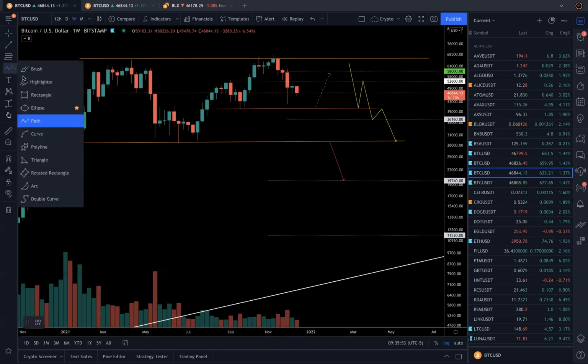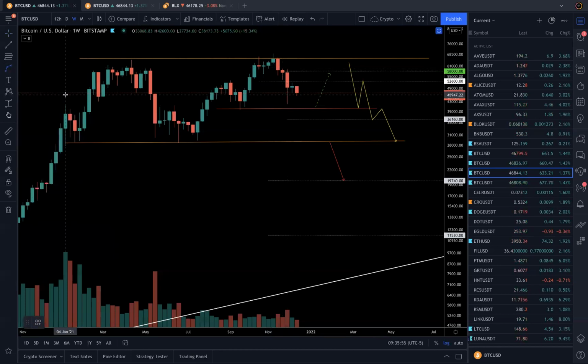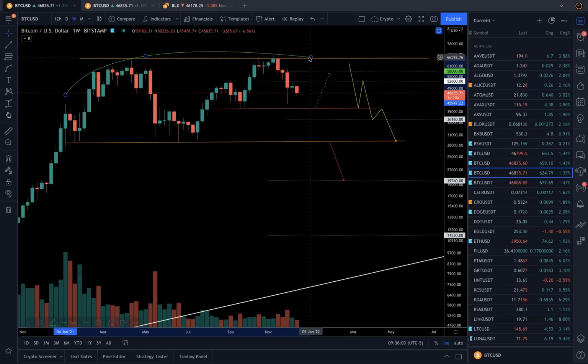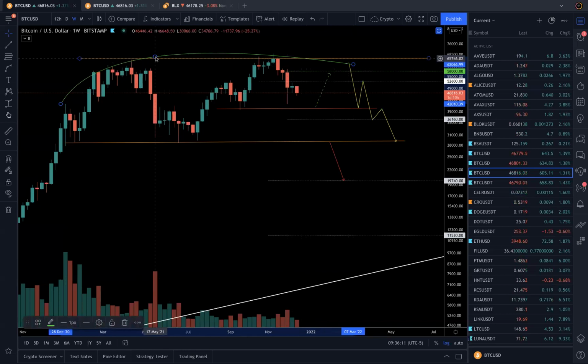Maybe I'll draw a little bit to explain the same. Is it this kind of a rounding top? So this is, so it's bending right now, right? It's bending. So this is the upper cap, but anyway.